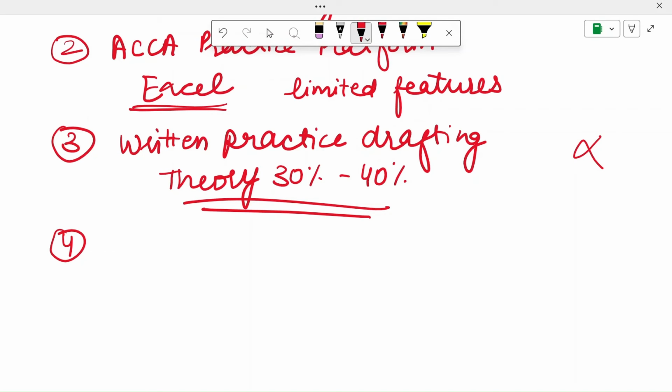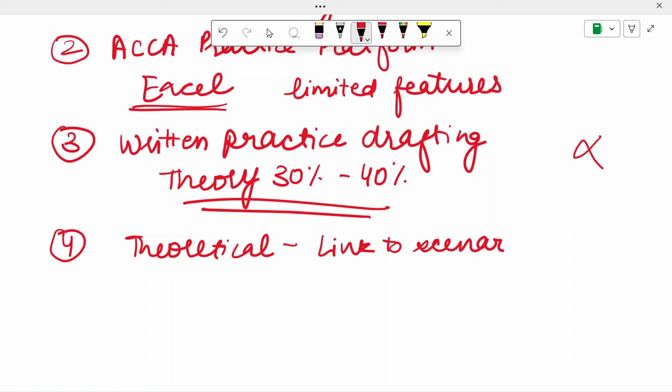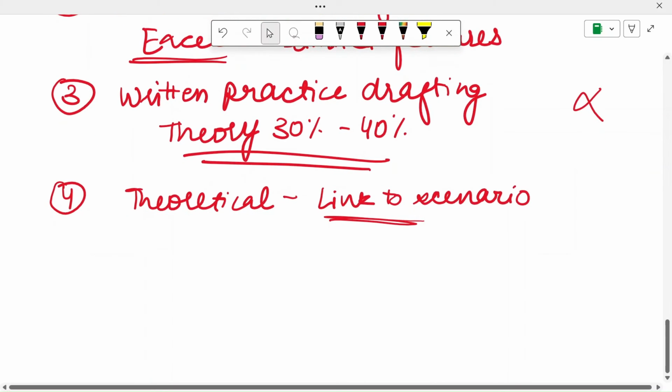So, when you are asked to write about a theoretical question, when you write about theoretical answers, it is very important to link to the scenario. If you see the requirements properly, you will see that the name of the company has been asked, that how can this company use, or what are the advantages of, let's suppose, process costing to this specific company. So if you are writing general answers, you will not be getting marks because it is asked in the context of the specific company. That is why linking to the scenario is very important.